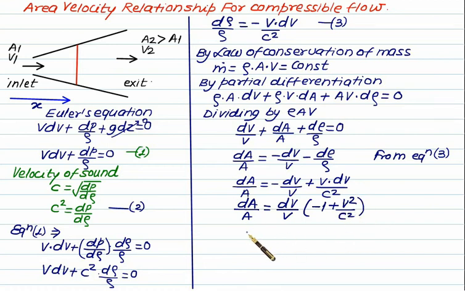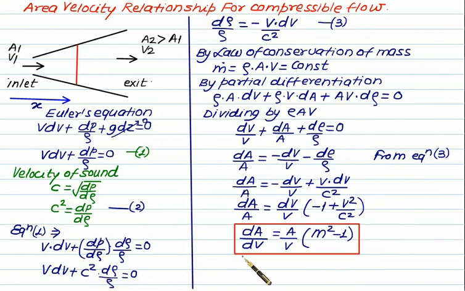And finally, with the last adjustment, we have dA divided by dV, which represents the change in area by change in the velocity, and it will be equal to area divided by velocity multiplied by Mach number square minus 1. The equation gives you the relation between the area and the velocity with respect to the Mach number. Now the Mach number term will only come when we have compressible flow. As such, no Mach number is applicable in the case of incompressible flow.